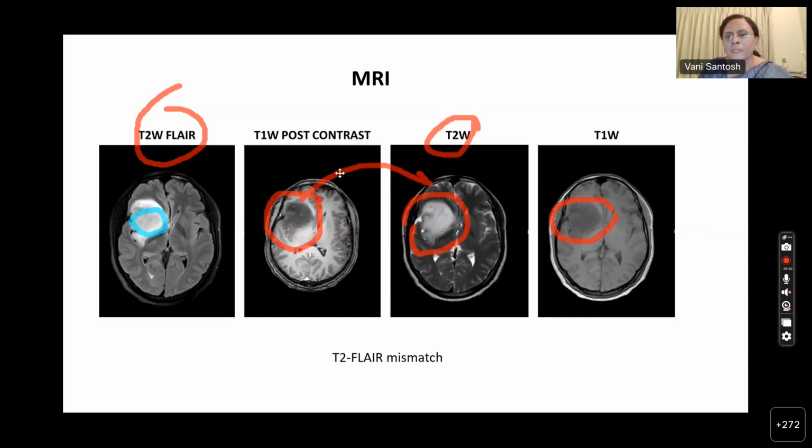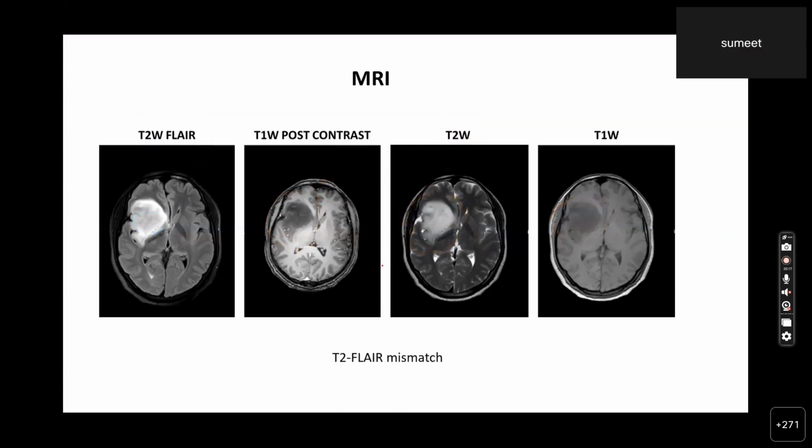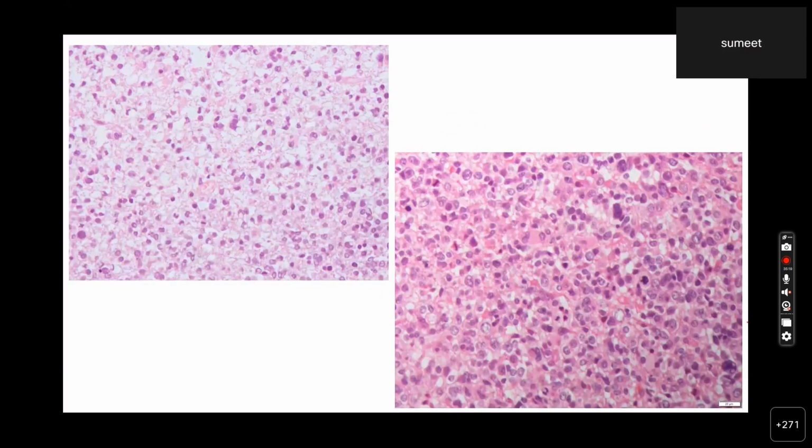Just click in the center. Just click in the center of the screen. Next slide. Click in the center. Just click in the center of the screen. Okay. Next slide. Okay, that's good.